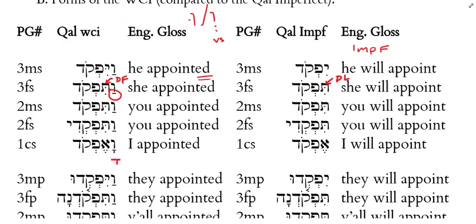Either way, every pointing of the prefix vav has what vowel class for its vowel pointing? It's A class, exactly. So it doesn't matter whether it's pathak or kametz, it's A class, and that means it's not a vocal shava, so it's still the special vav, okay? So va, va, va, va, va. That's what you're looking for, and that's what you're listening for.